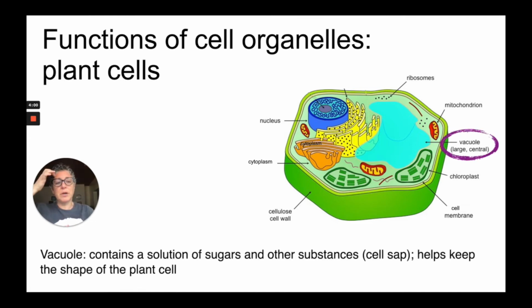So first of all, we'll start with the vacuole, sometimes called a large vacuole, sometimes called a central vacuole. But vacuoles contain a solution of sugars and other substances which combined together is called cell sap, and its function is to keep the shape of the plant cell. So it's going to keep a very firm shape, and when we get into more information about water and movement of water, we'll talk more about how this helps the plant in its overall structure.